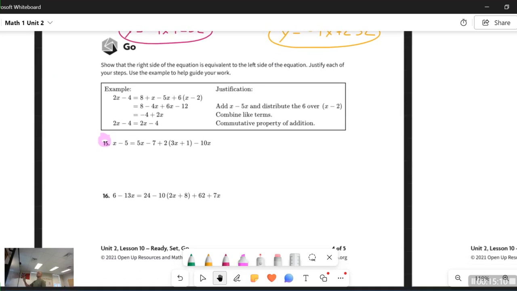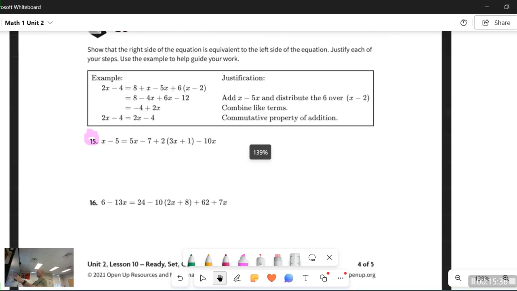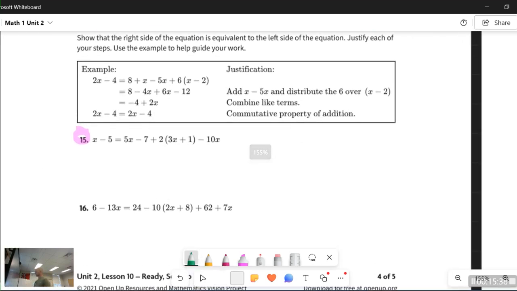All right, so show that the right side of the equation is equivalent to the left side of the equation. Justify each of your steps. Use the example to help guide your work. I am going to ask that you actually go through and show justification. I'm going to talk through that justification, similar to any other video that I do. I try to hold off because of the board writing long sentences or anything like that. So let me zoom in so that it makes writing a little easier.